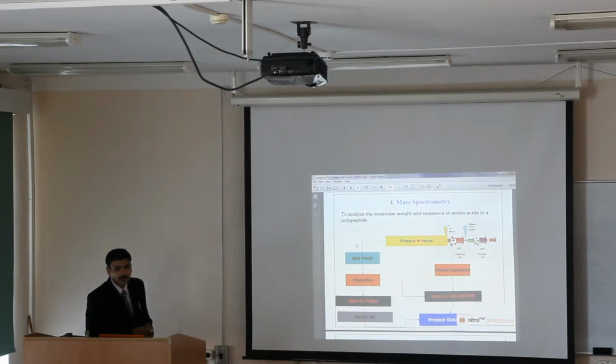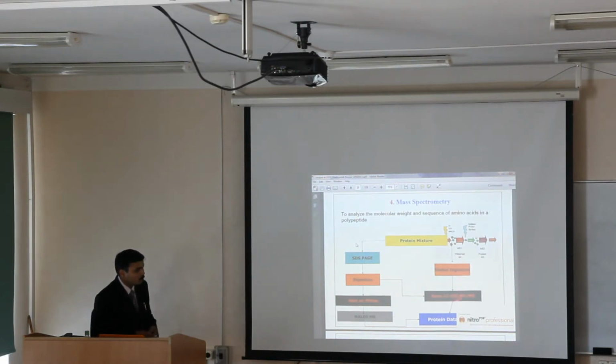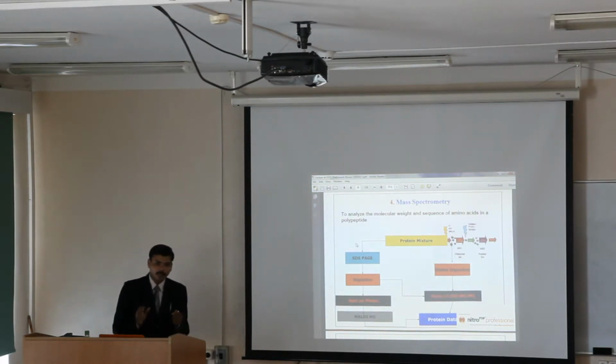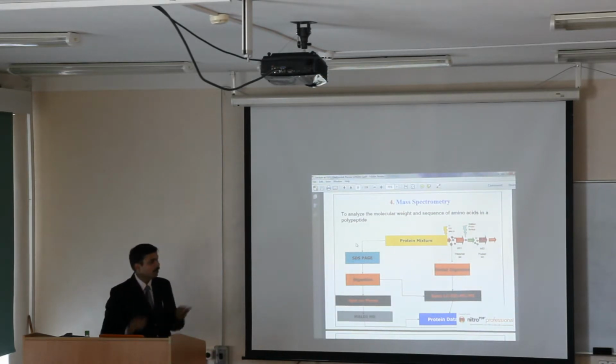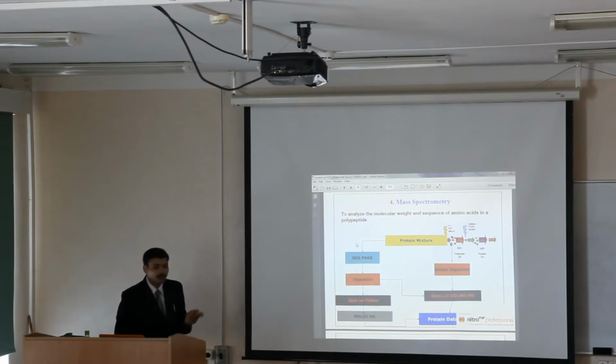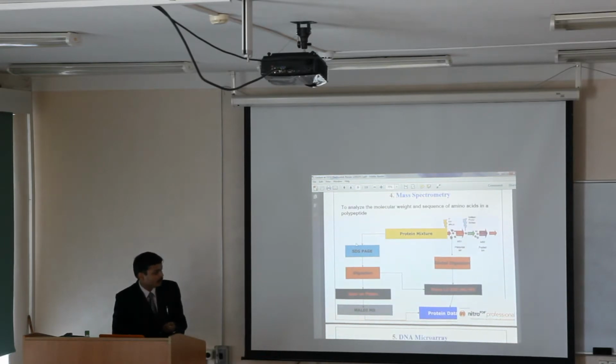We take a protein mixture, do SDS polyacrylamide gel electrophoresis, then digest the protein, cutting it into very small segments, and then analyze these protein fragments so that it can give you an idea of how the amino acid sequence of a protein is arranged. We can use mass spectrometric techniques to determine the different amino acid residues which are present.